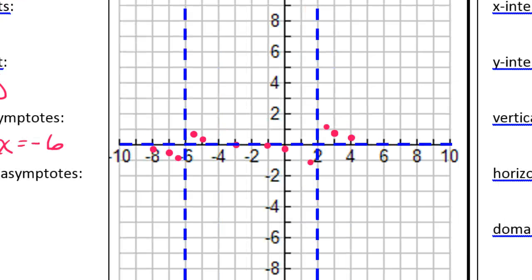All right, so the graph is going to look something like this. Notice that even though it looks like the graph is touching the asymptotes, in your mind you just have to understand that it really is not.